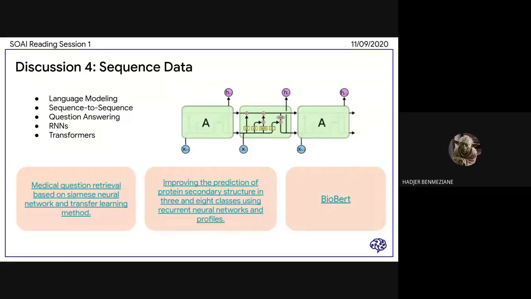So we have some cells, and to each cell we give a word, and then the result of the RNN is given to the next cell, plus the result of all the previous cells before this cell.